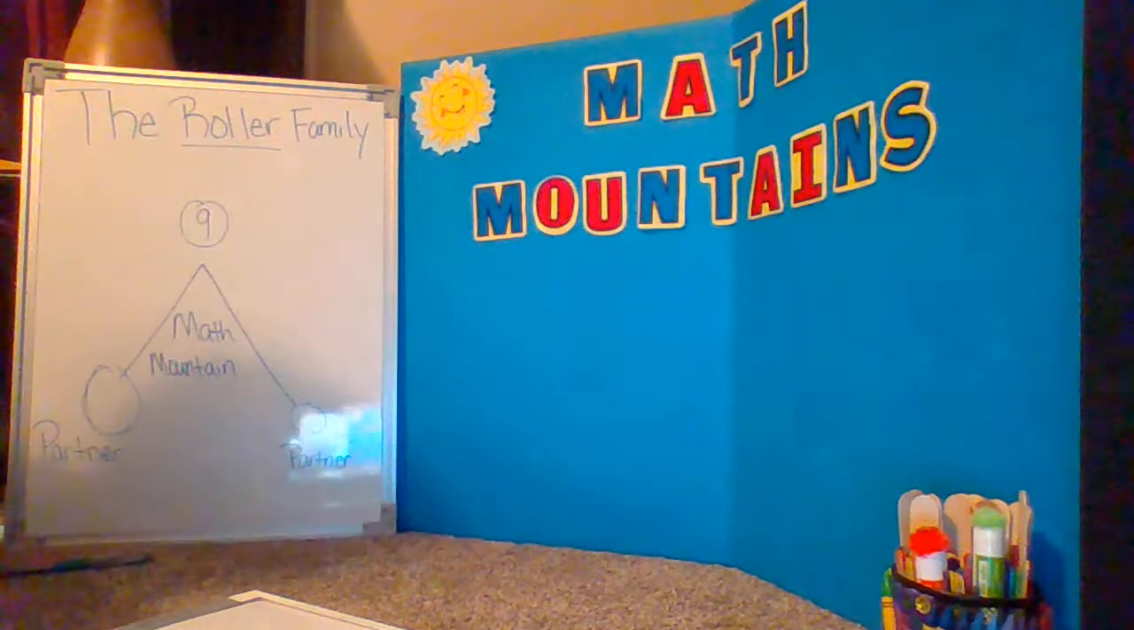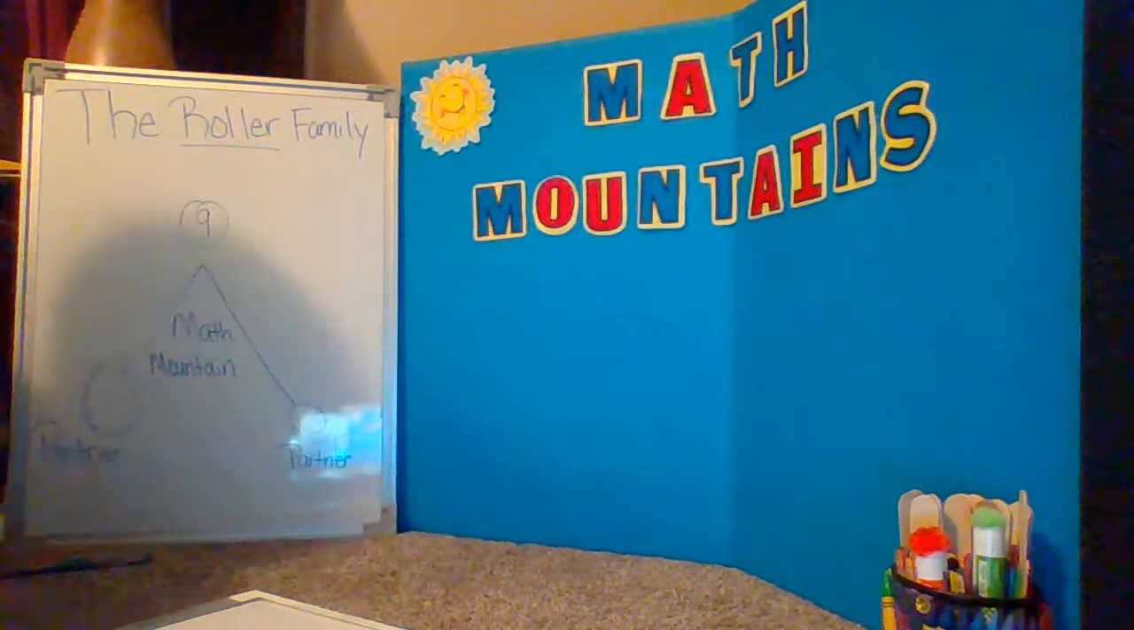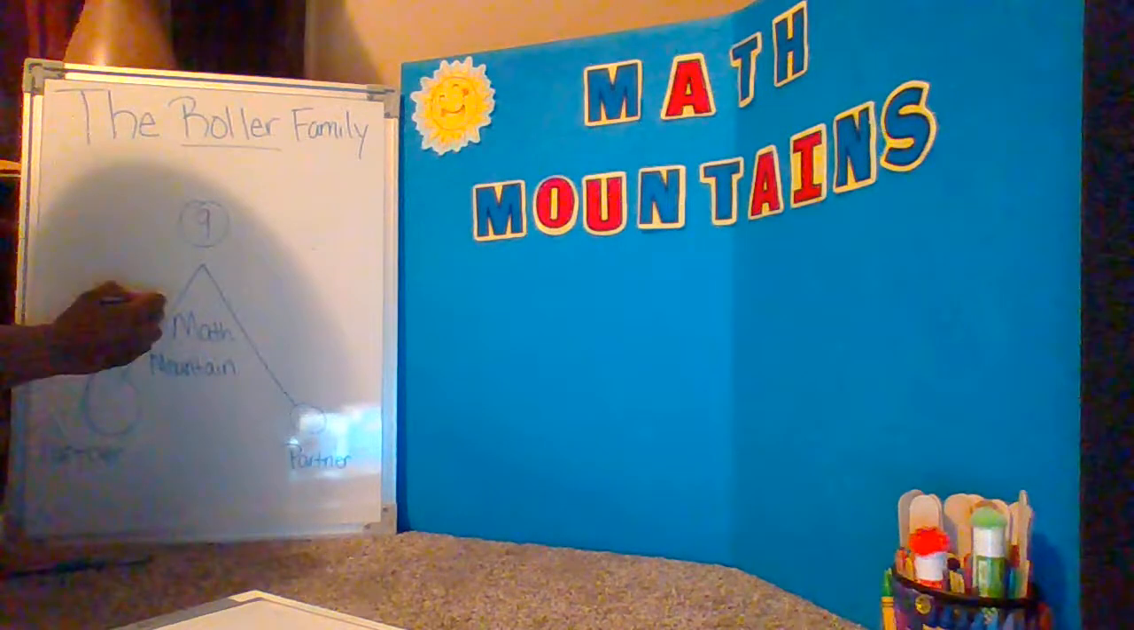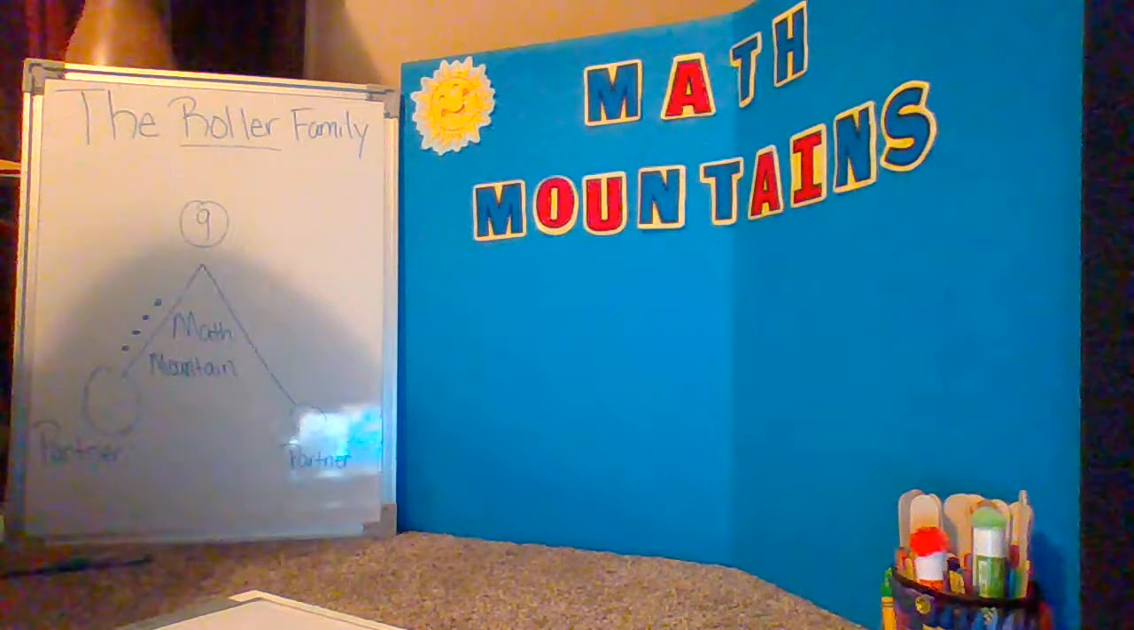And we have the number 9 for our whole number or our total number. So we have to see how many of the roller families rolled up the mountain and how many came back down.